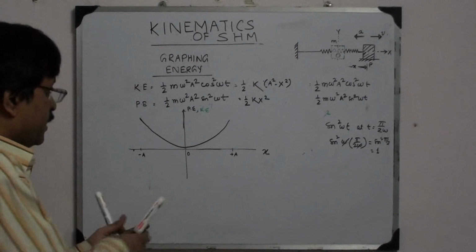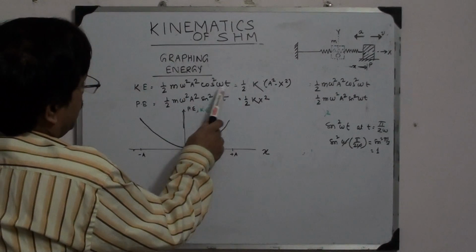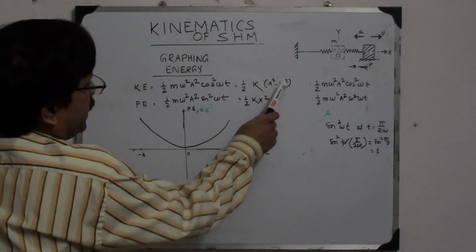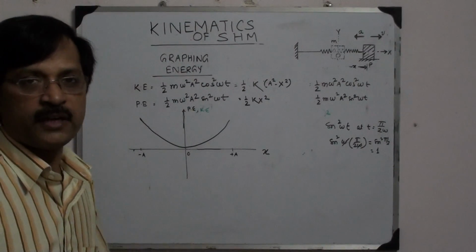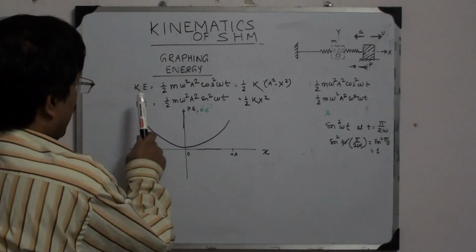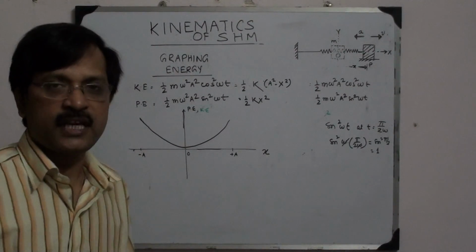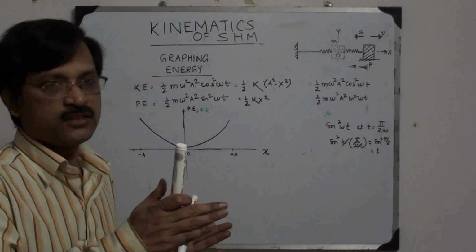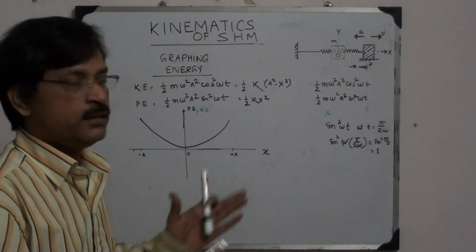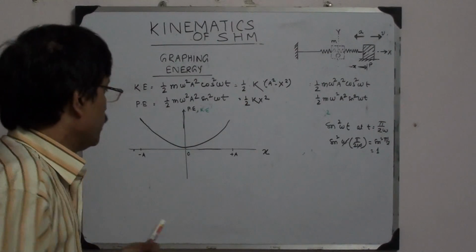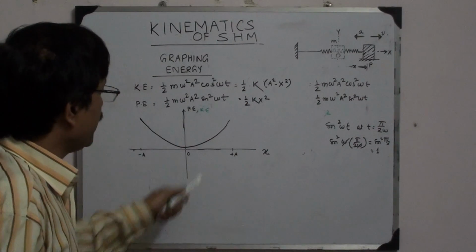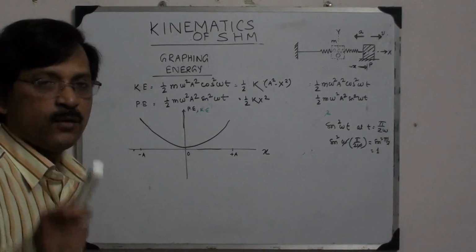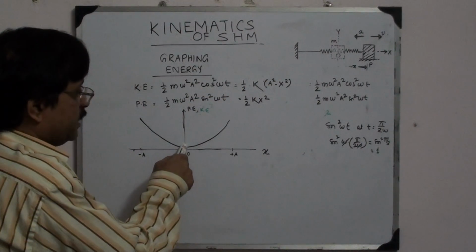Now recall that KE in terms of time is this, but we can also express this in terms of half K(A square minus x square). We have seen that in our earlier derivation. And PE is half K x square, which is elastic potential energy, the extension of the spring squared into K divided by 2. So it is easy to plot PE at x is equal to 0. Here there is no extension, it is at the origin, and therefore potential energy is 0.